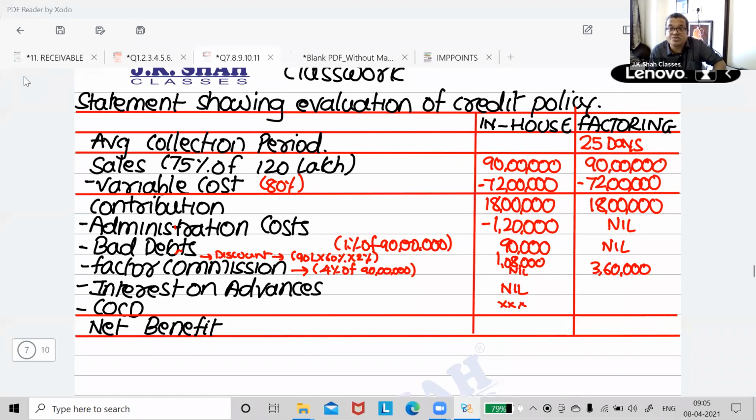One, two, three. Three amounts are yet to be calculated. COCD for in-house, then interest on advances for factoring, and COCD for factoring. Okay, fine. So let's go ahead. I think in-house COCD is what we should calculate first.